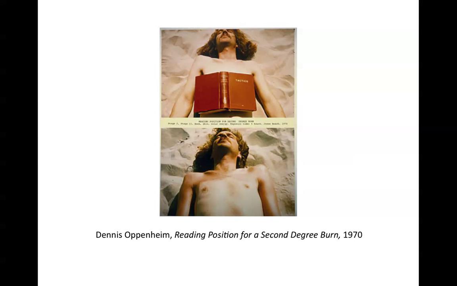Dennis Oppenheim here gives us an early example. It's called Reading Position for a Second-Degree Burn. He simply sat out in the sun for 3 or more hours, let himself be burnt, and then revealed the imprint of the book. It's a little bit of a playful idea of how we try to ingest knowledge, how we try to interact with knowledge, here symbolized by the book. How has the book made its impression on him?